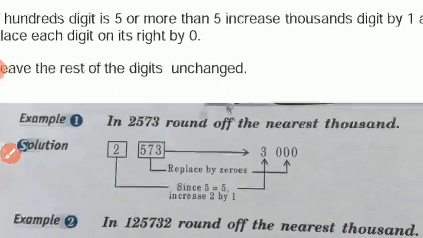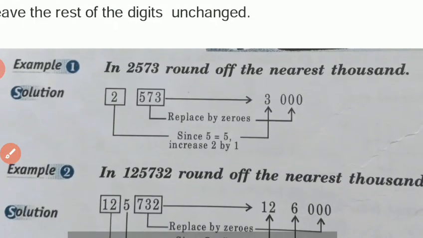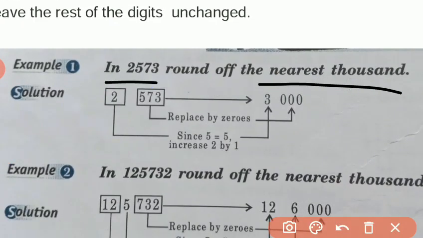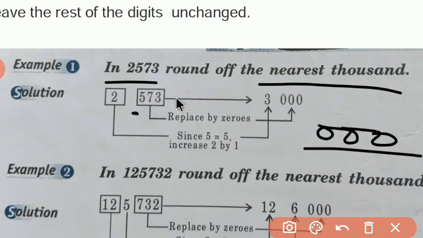So let us see an example. In 2573, round off to the nearest 1000. By the rule, which digit do we have to see now? The hundreds digit. And how many zeros are there in 1000? 3 zeros. So we have to replace the last 3 places directly by 0.